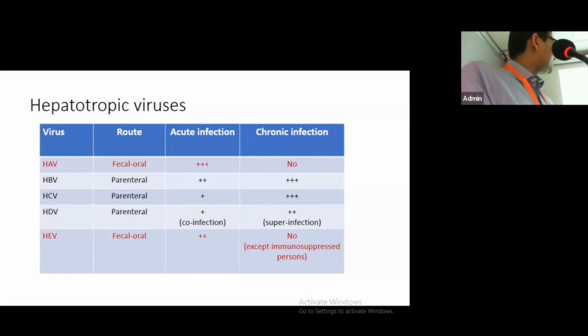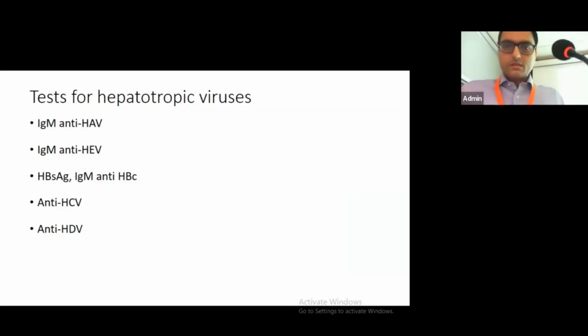A point to remember is that hepatitis E may sometimes cause chronic infection, which is usually not seen in immunocompetent individuals, but in those who are immunosuppressed, for example, those who have malignancy or those who are on immunosuppression like post-liver transplant, or for chronic immunoinflammatory disease like those associated with rheumatology. Those patients can develop chronic hepatitis E.